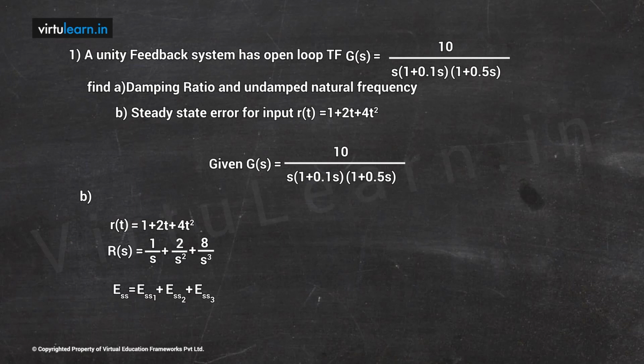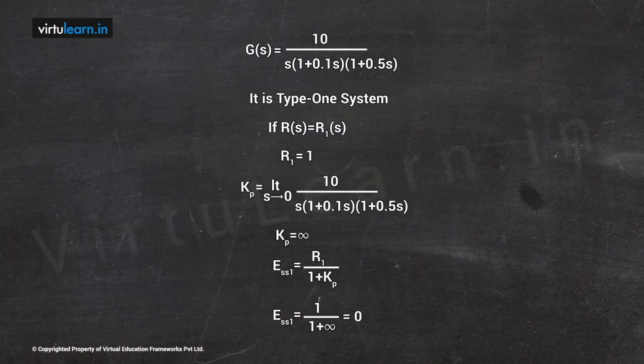Now, since the system is a linear system, I can find the errors for the three different inputs, then finally add the errors to get the total steady state error. Meaning your ESS is equal to ESS1 plus ESS2 plus ESS3. What is ESS1? It is a step. So let us find out what the Kp is for that.